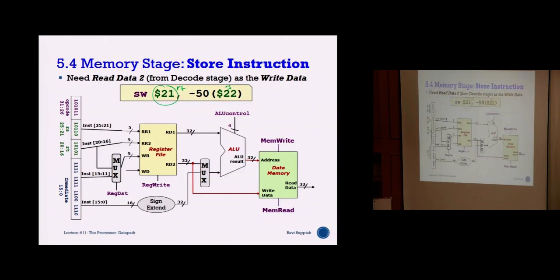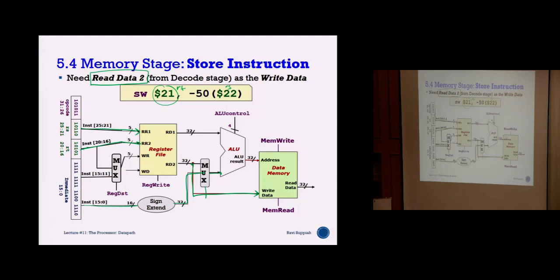Okay, so for a store word instruction, you need to read data 1 and data 2, which is slightly different from your load word instruction. For your store word instruction, this will come here and this will also come here. But your multiplexer here, which is not shown here, will still select this to go through. But there's another hard wire here to connect directly.